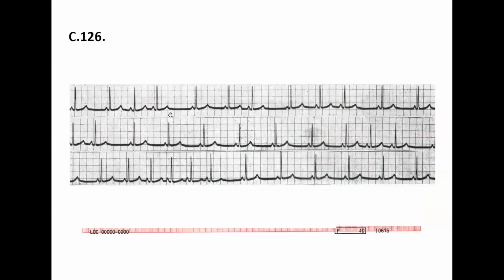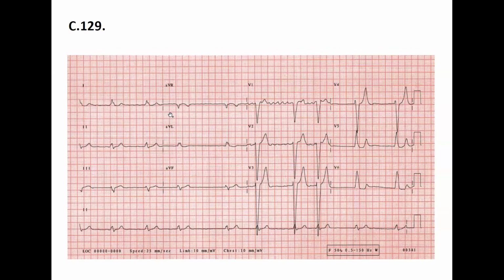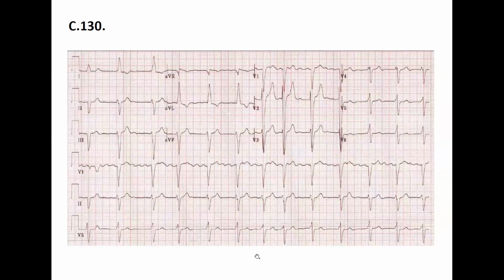Okay. I said 120, 130. 128? No, 130. 130, yes. Okay, good. So it's rhythmic, and I calculated the heart rate on lead one from the RR distance. There were 4 squares. Okay, rhythmic.